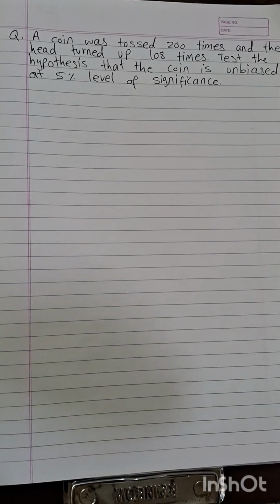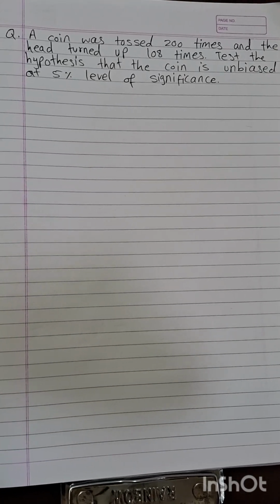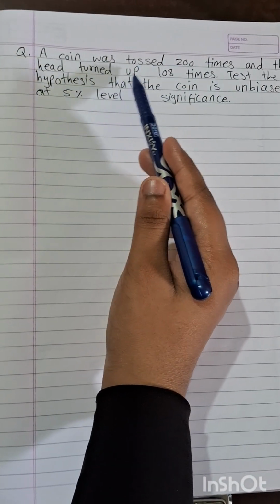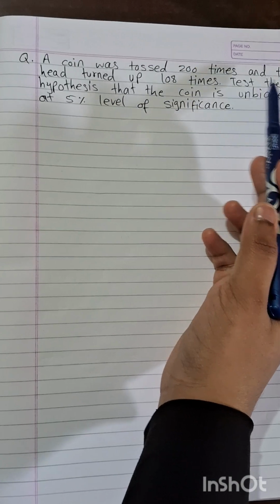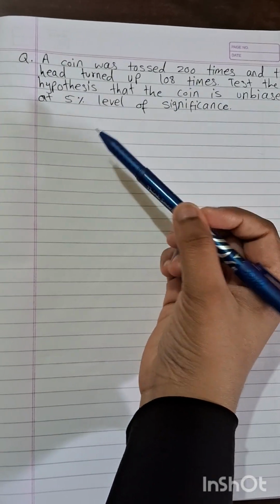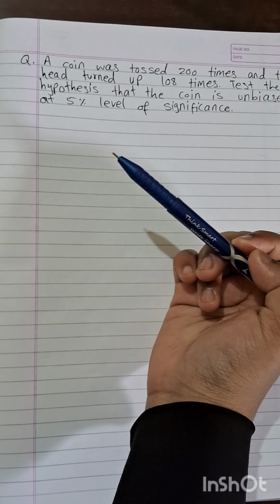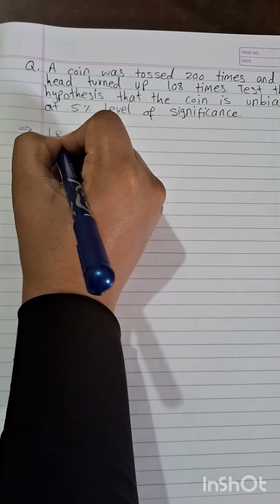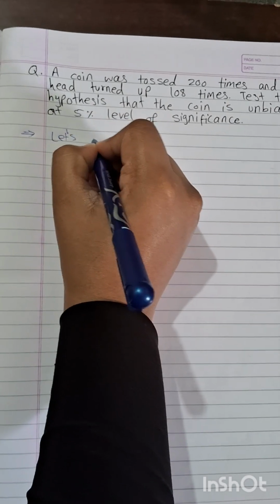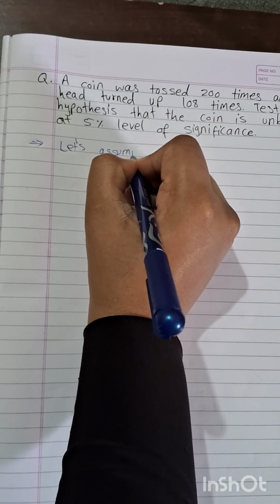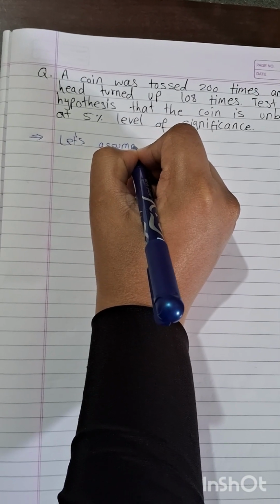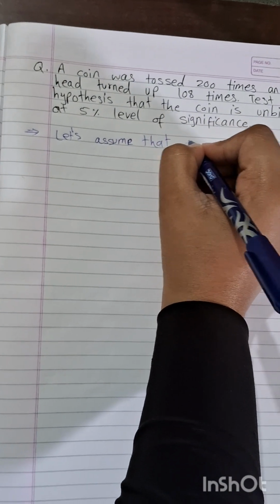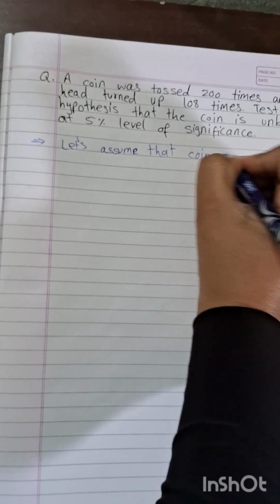Today we are going to see the testing of hypothesis with an example. Here, a coin was tossed 200 times and the head turned up 108 times. Test the hypothesis that the coin is unbiased at 5% level of significance. So, first let's assume that the coin is unbiased.